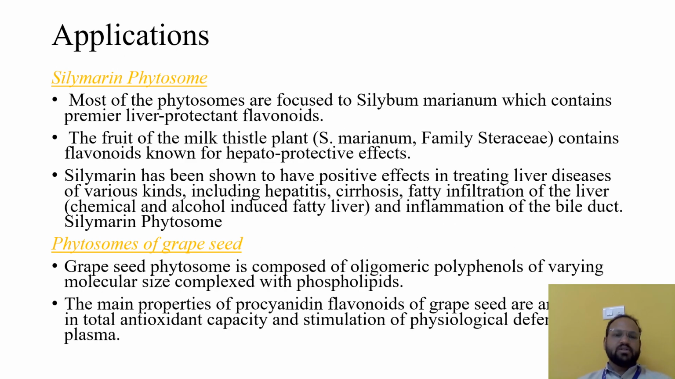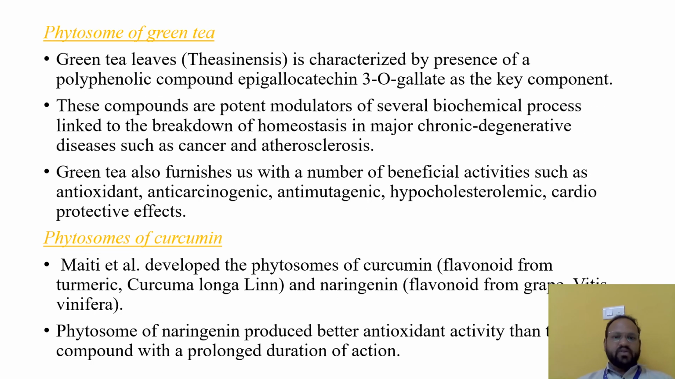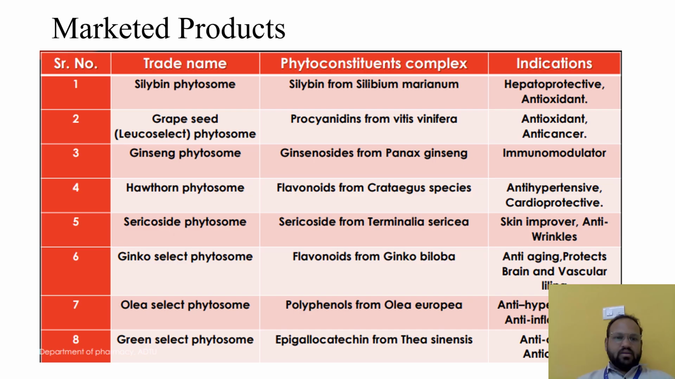So applications: silymarin phytosomes. You can prepare phytosomes of silymarin, phytosomes of grape seeds, phytosomes of green tea. Marketed products, that is silybin phytosomes, which we saw in the previous slide, grape seed phytosomes, hawthorn phytosomes, etc.